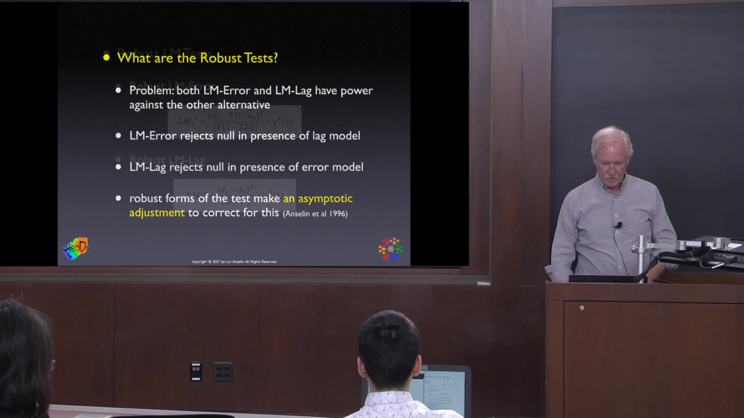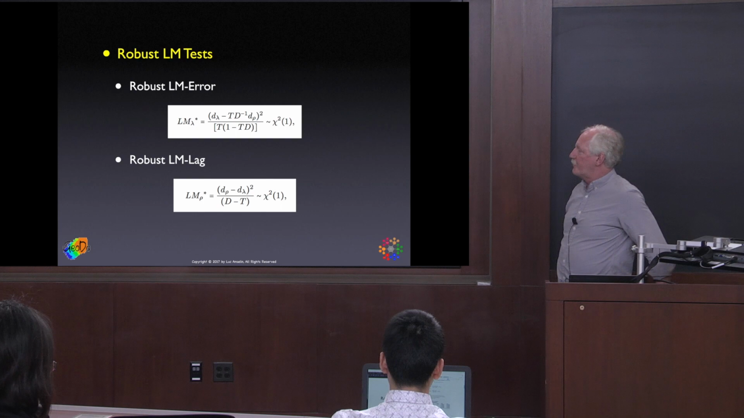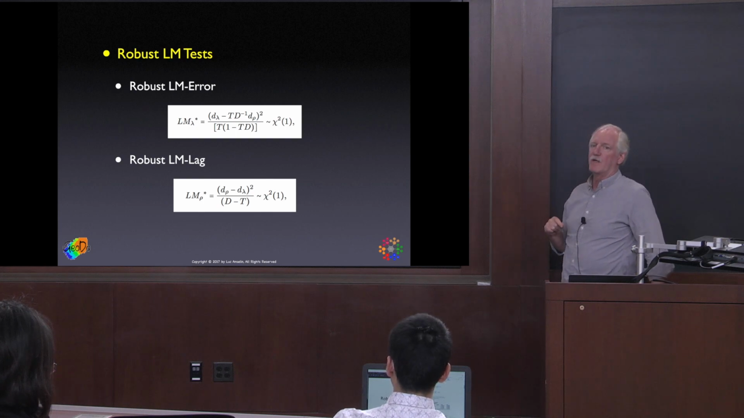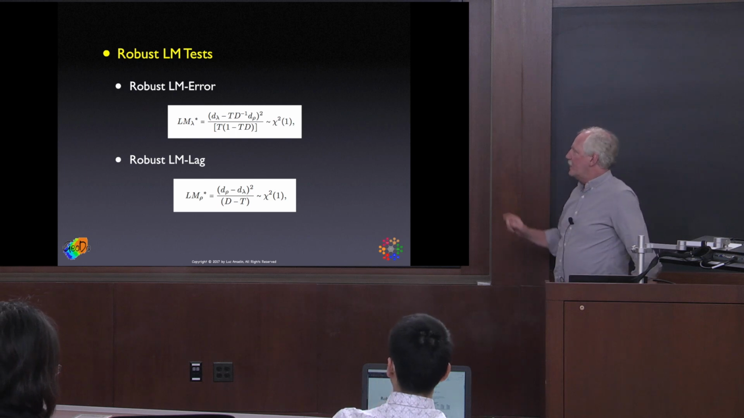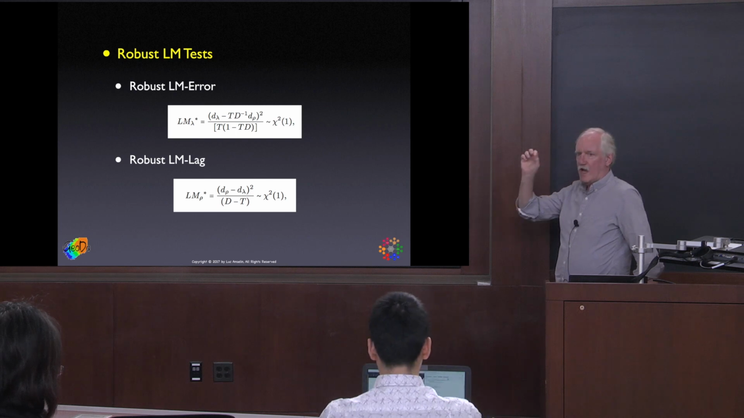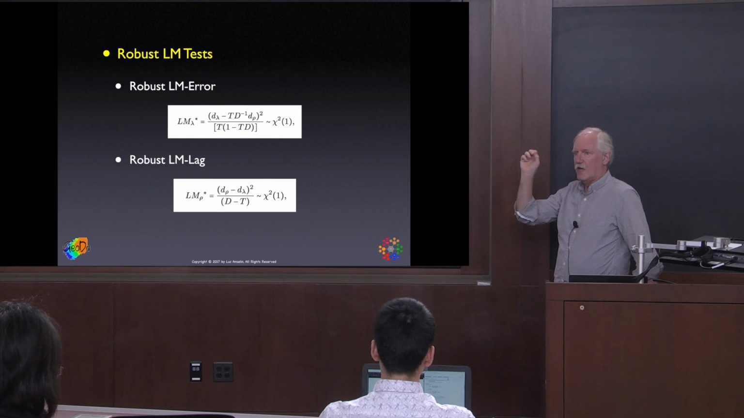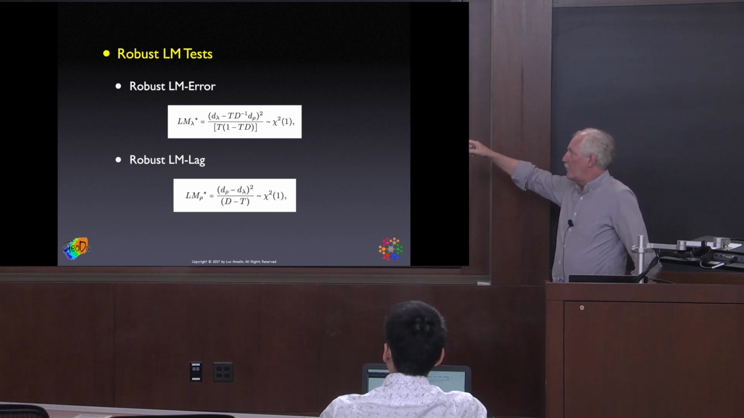And here are the tests. So the robust Lagrange multiplier test for spatial error autocorrelation is this ratio. So look at what is in there. On the top, in the numerator, we have the d lambda. That's the one that we had before. But we subtract something. We subtract this, basically, d rho divided by d.